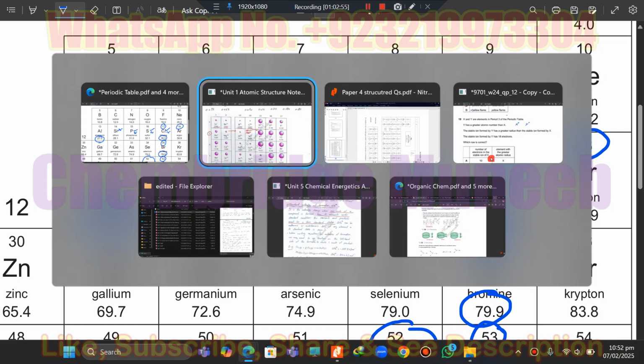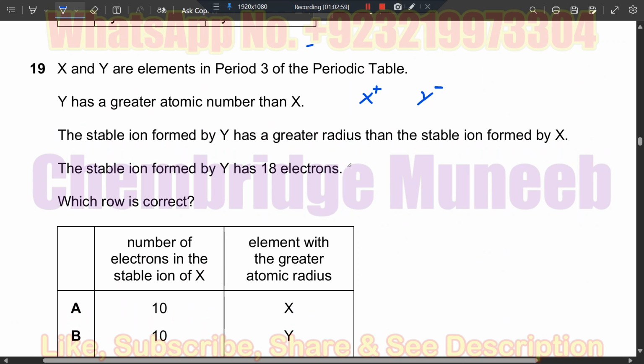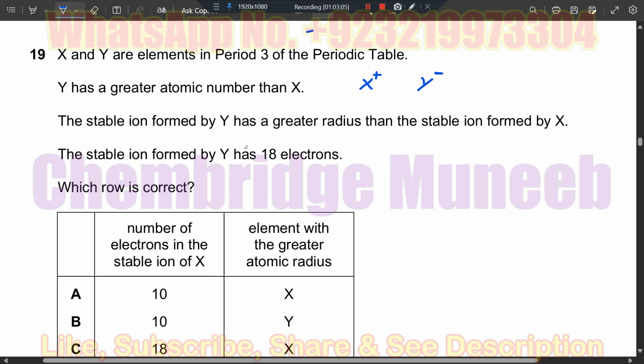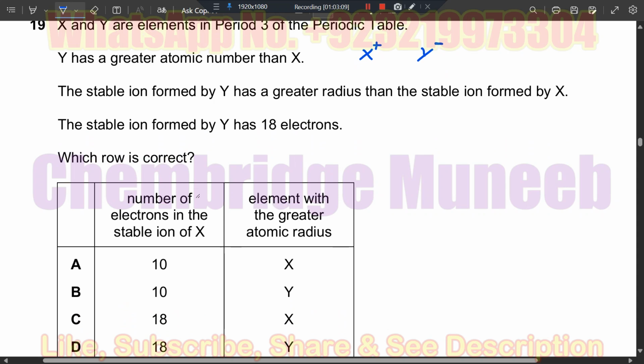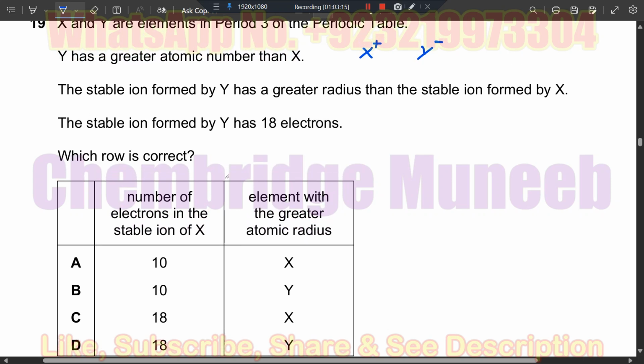Now we go back to the question. It says that Y is forming 18 electrons by gaining electrons, but it is making an anion. We have to select the right option from these two columns. The first column says the number of electrons in the stable ion of X.